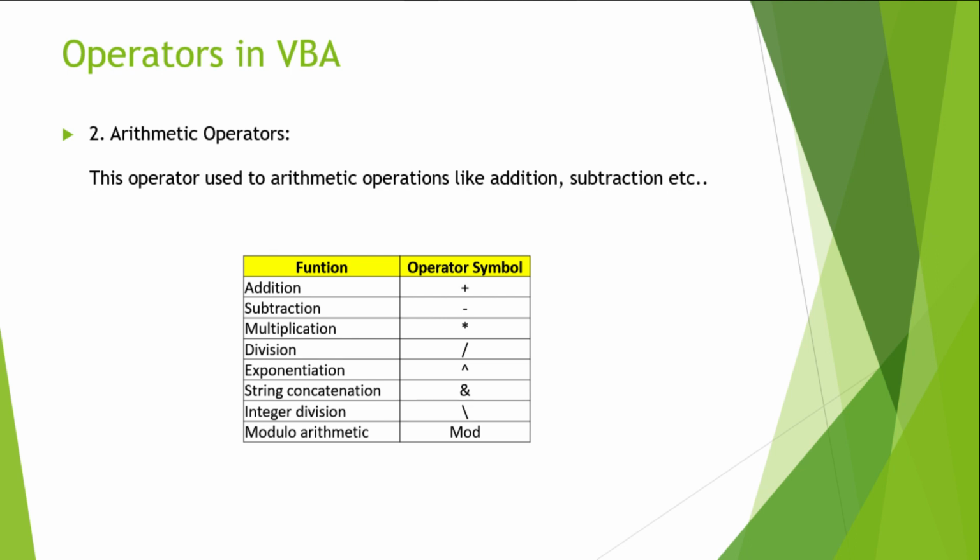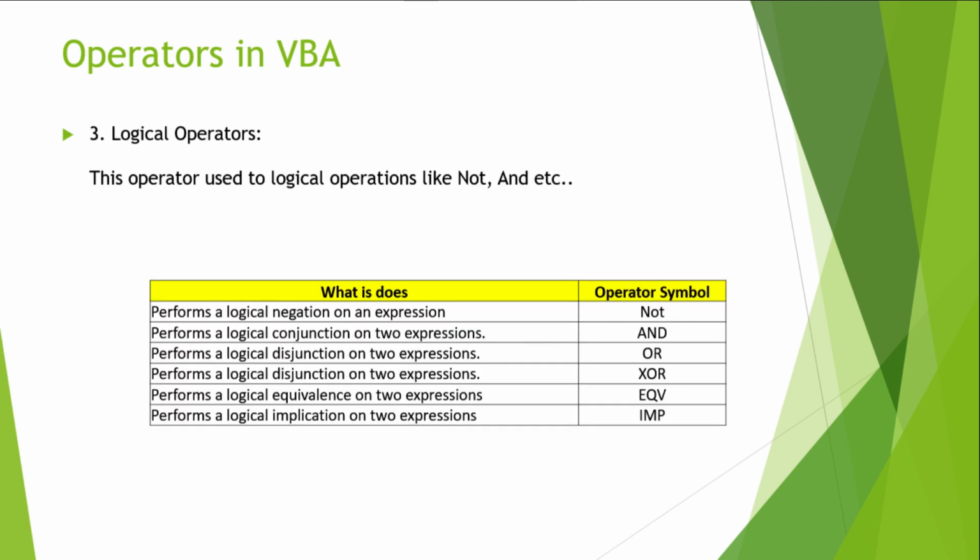2. Arithmetic operators. These operators are used for arithmetic operations like addition, subtraction, etc. The table below shows the arithmetic operators with their function and symbol. 3. Logical operators. These operators are used for logical operations like Not, etc. The table below shows logical operators with their function and symbol.